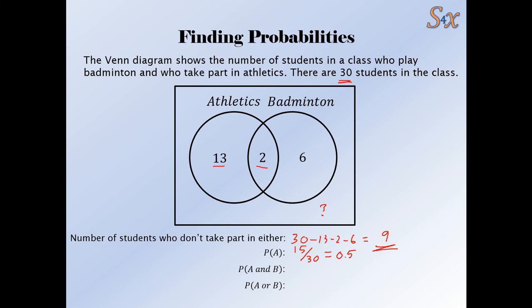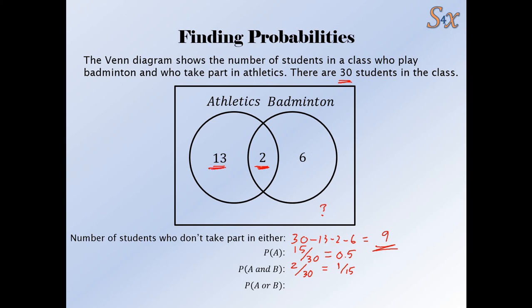What about the probability of doing athletics and doing badminton? Well, the only people who do both are those two people. So it's 2 out of a possible 30. So if we pick a random person, there's a 2 in 30 chance that they do both. And we can simplify that to 1 in 15. Okay, so I'll not write that as a decimal because it doesn't stop. It's a recurring decimal.